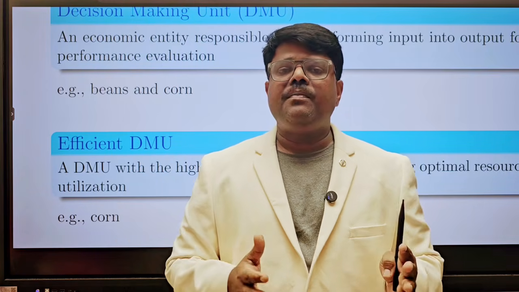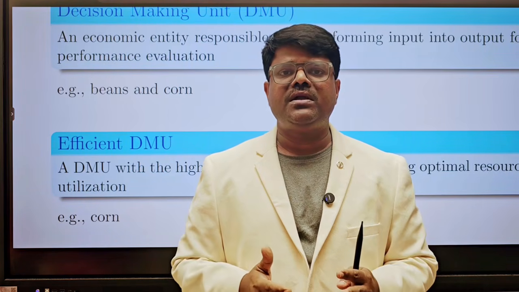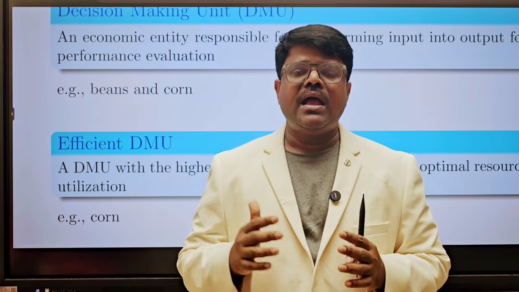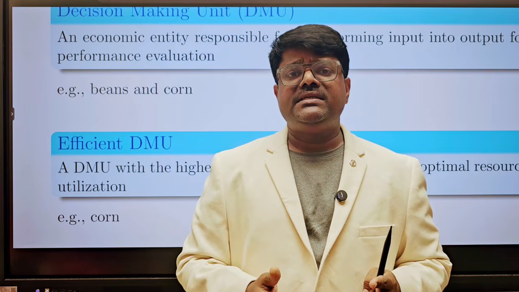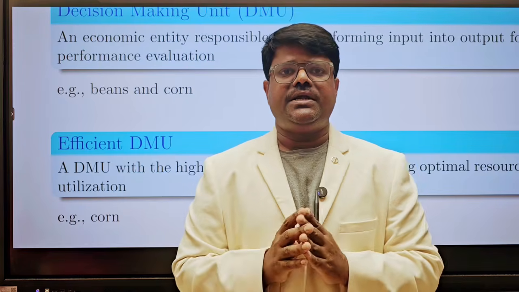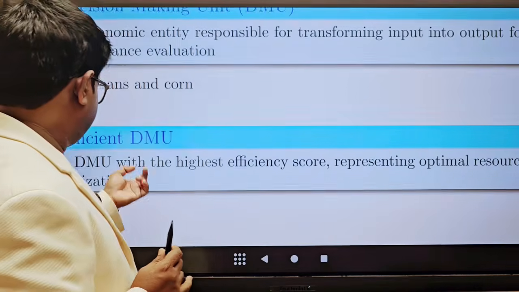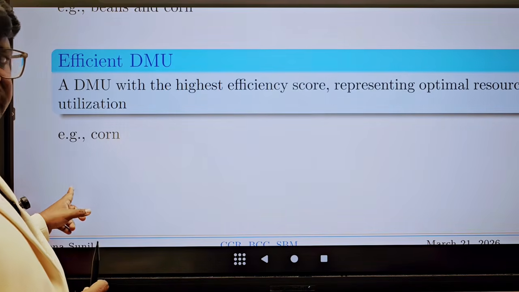Out of 5 companies, which one is the best? Out of 5 hospitals, which one is the best? And of course, the one which has the highest value is the efficient DMU. For example, corn is the efficient DMU.